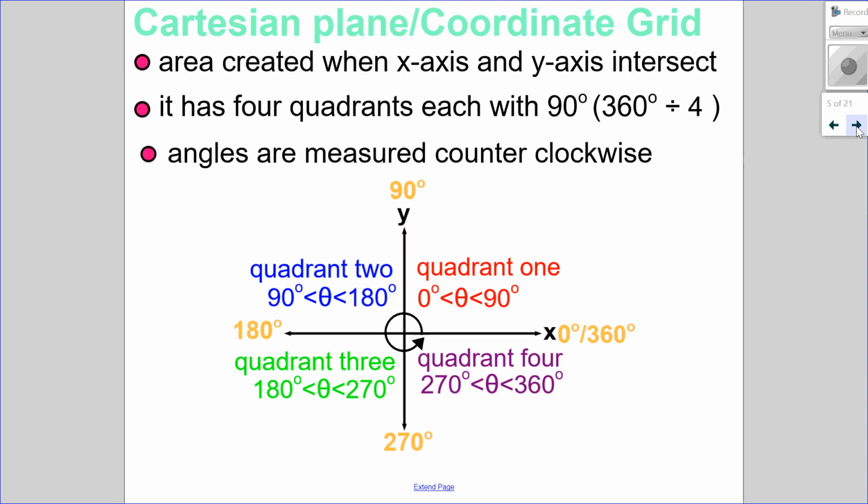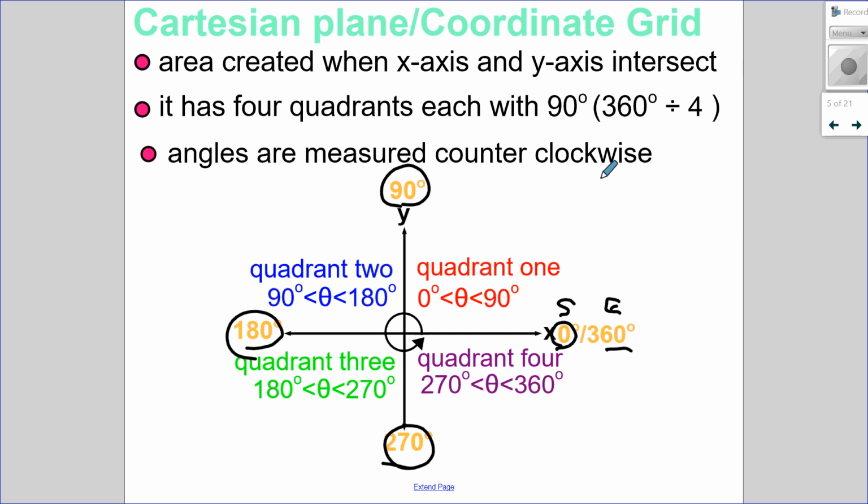Now, when we measure angles, we're talking about measuring them in the Cartesian plane or the coordinate grid. Now, coordinate grid is going all the way around, which is 360. Because there are 4 quadrants, 360 divided by 4 means that 90 degrees is in each of the quadrants. So this is where I start, and this is where I also end. So I start at 0 degrees, I go 90 degrees, 180, 270, and then back to end at 360.